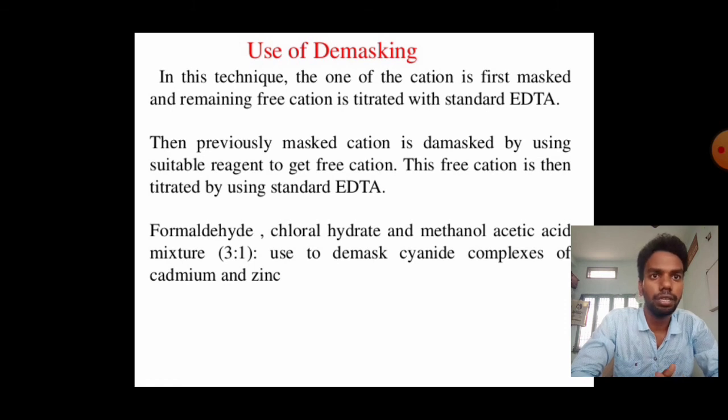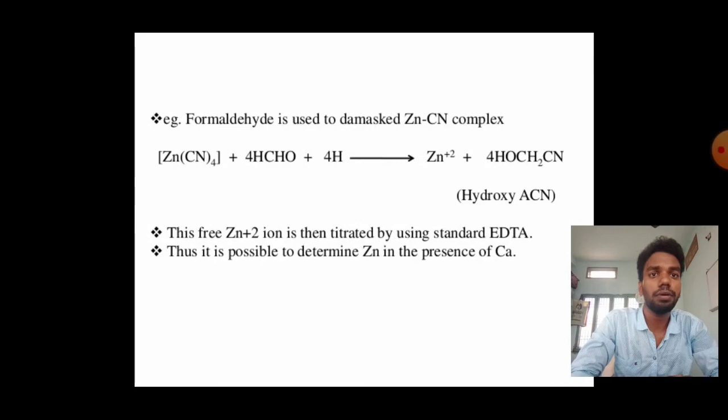In this technique, one of the cations must be masked and the remaining free cation is titrated with the standard EDTA. Then the previously masked cation is demasked by using a suitable agent to get the free cation. This free cation is then titrated by using standard EDTA, right? Formaldehyde or chloral hydrate and methanol acetic acid mixture 3:1 are used to demask the cyanide complex of cadmium and zinc. If you are having cadmium and zinc, formaldehyde is used to demask one of the metals, that is zinc.